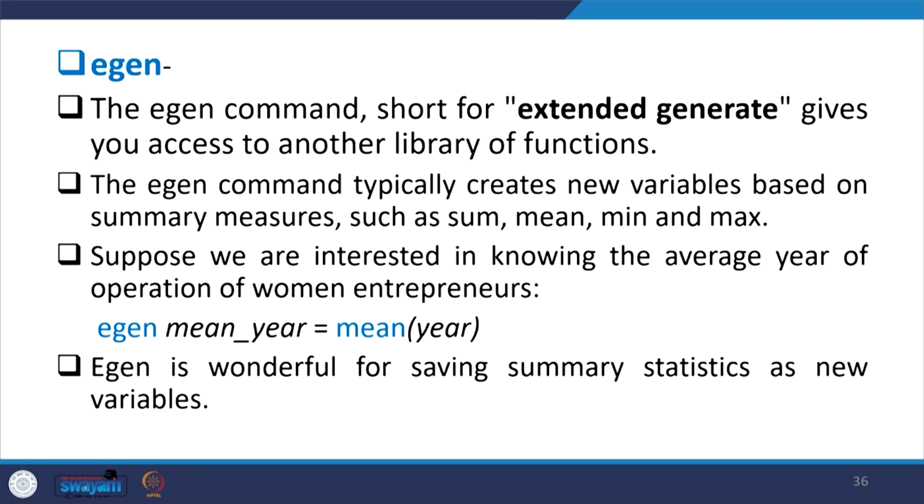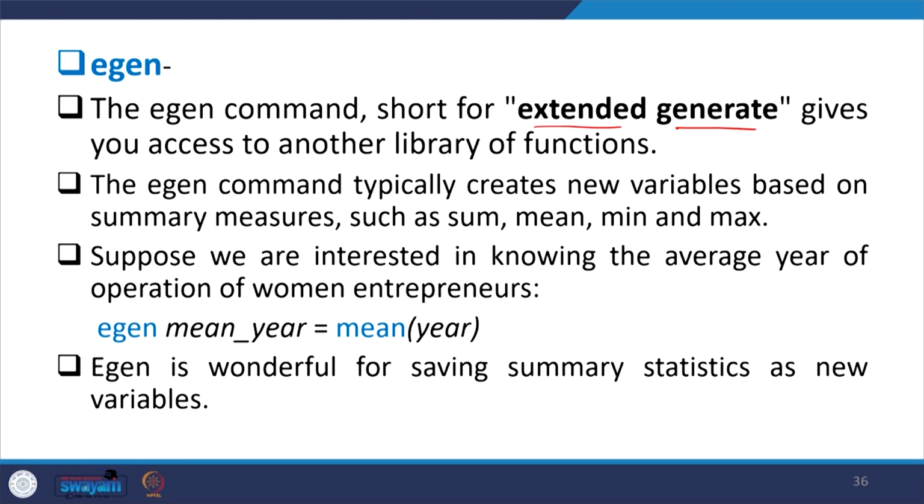A couple more things we are going to clarify now. Egen is very rarely used, but very important as well. The egen command, short for extended generate, gives you access to another library of functions. Egen is actually going to give you another library of functions. The egen command typically creates a new variable based on summary measures such as sum, mean, minimum, maximum, etc.